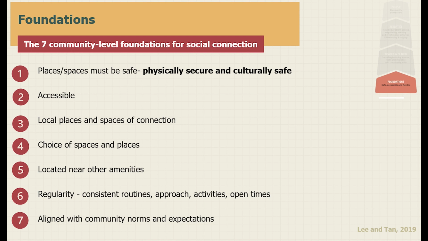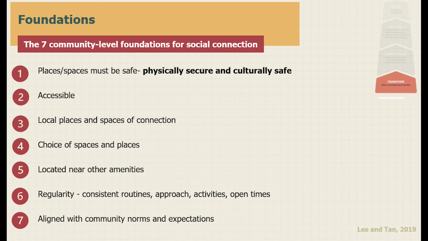We've found through our research that these aspects are important to think about first and foremost when wanting to support social connection. Places and spaces must be safe, both physically safe and culturally safe. They must be accessible. There must literally be places and spaces of connection available, and there should be a choice of these spaces and places where people can connect.